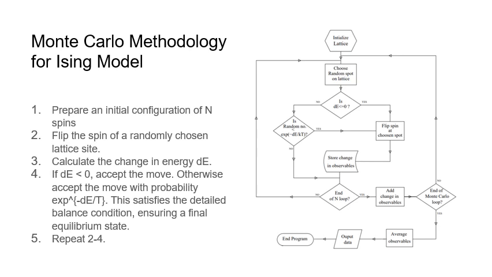Then the change in energy because of the flipping is calculated, and if the change is less, the move is directly accepted, and if the change is greater, then the Boltzmann probability condition is used to accept or reject that move, and steps 2 to 4 are basically repeated one after the other.